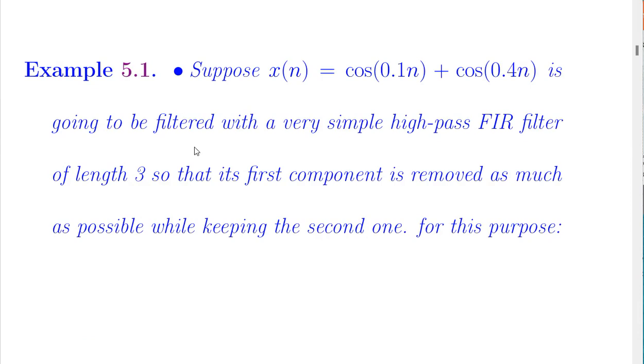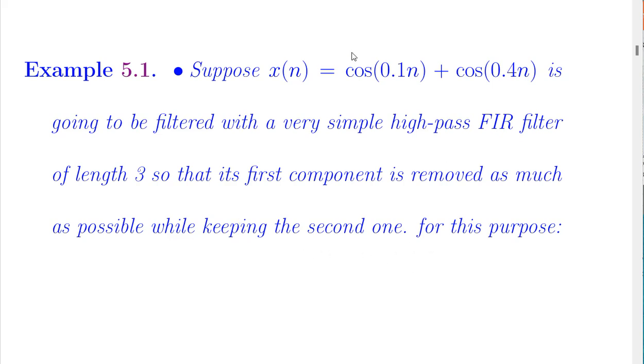Now, suppose x of n is equal to cosine of 0.1n plus cosine of 0.4n, and it is going to be filtered with a very simple high-pass FIR filter of length 3 so that its first component is removed as much as possible while keeping the second one. This example is very important. You'll get familiar with simple ideas of filtering. You are not experienced by default, but later you will be.